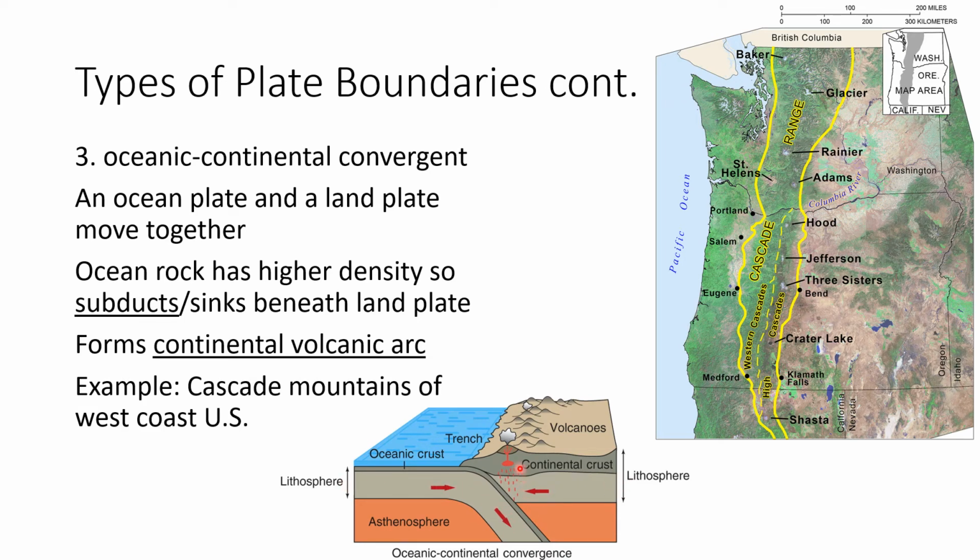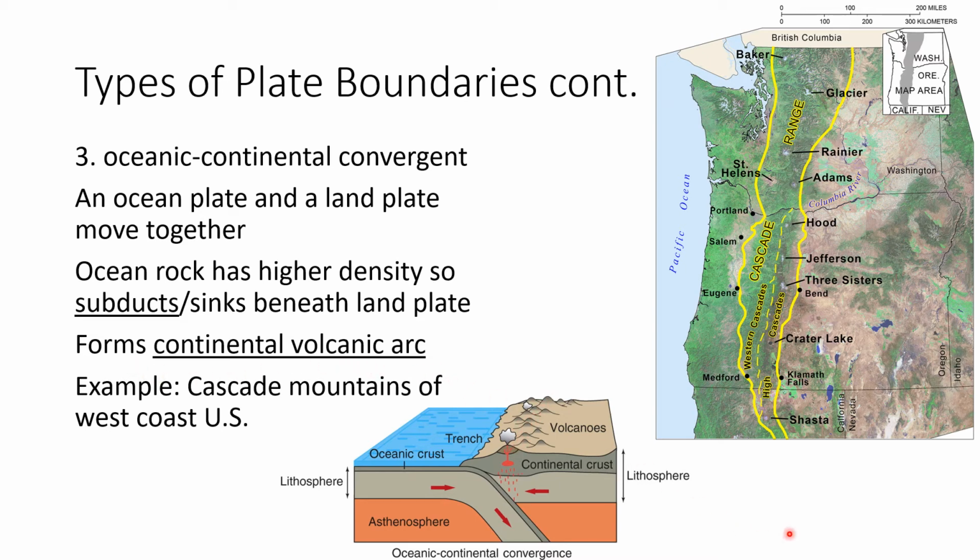This forms a feature called a continental volcanic arc, which forms right here. Because this ocean plate is sinking down beneath, it's hotter down here, and so the rock melts, it rises up as magma and erupts as volcanoes along the land here. So you get what's called the continental volcanic arc.